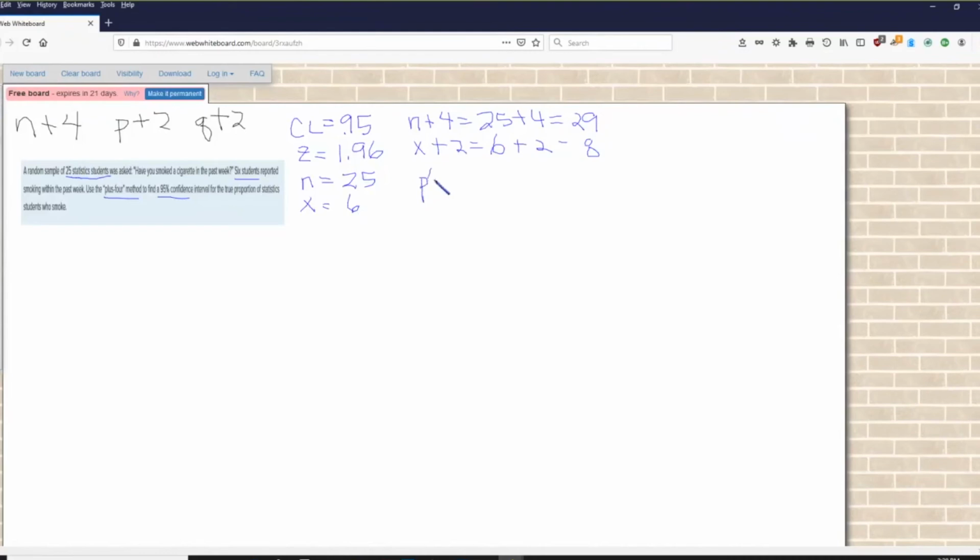So now p prime is going to equal x over n, and I'm going to use my +4 adjustment. That gives me 8 over 29 for my estimated proportion of success, which is 0.276. My q prime, my estimate of failure, is 1 minus p prime, so that's 1 minus 0.276, which equals 0.724.